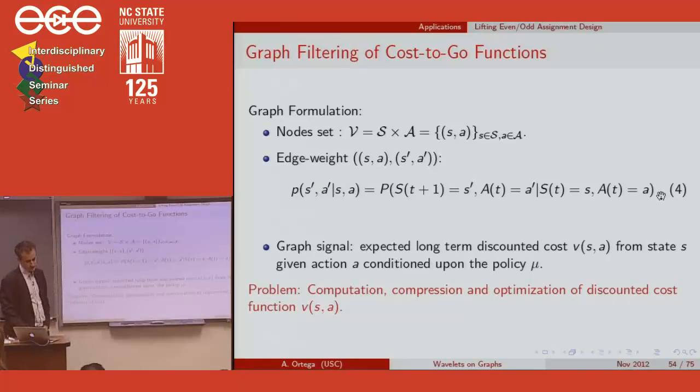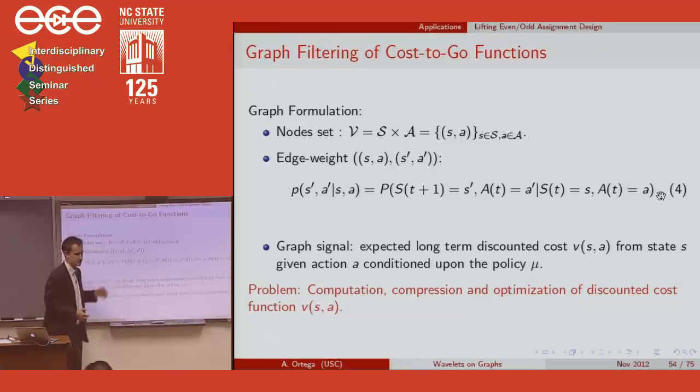The graph signal that we're interested in is some notion of a discounted cost for the states. Basically, if you're in a particular state, what is the cost from that point forward of taking one particular action. And what we would like to do is learn that value function, and also facilitate computation, maybe compression, optimization, and so forth.